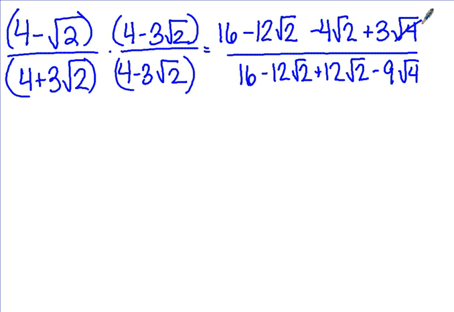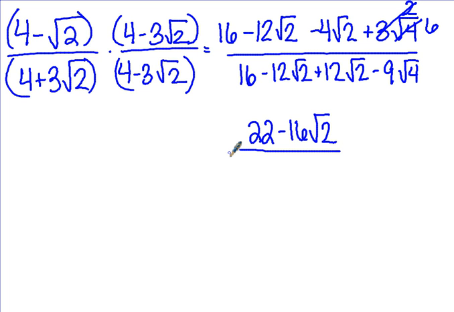The square root of 4 we know is 2, and 3 times 2 is 6. So we've simplified all roots. We can combine like terms. 6 plus 16 is going to give me 22. Negative 12 root 2 minus 4 root 2 is negative 16 root 2. So that takes care of the numerator.